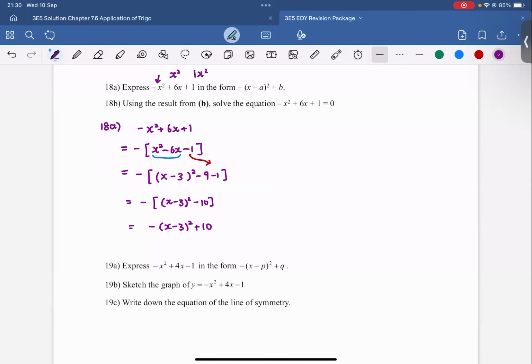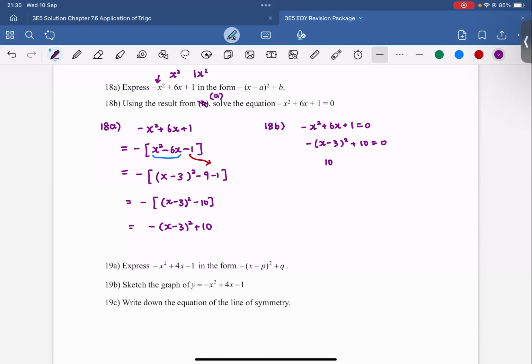18b, using the result from part A. This one has a typo. There's no part B for you to use. Solve the equation: negative x squared plus 6x plus 1 equals 0. We already know that this thing is equal to this, so we change to this. Then what do I do next?